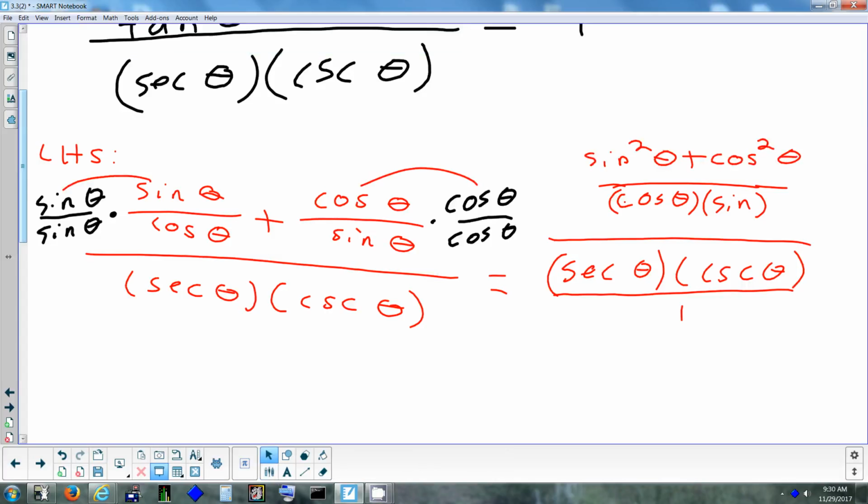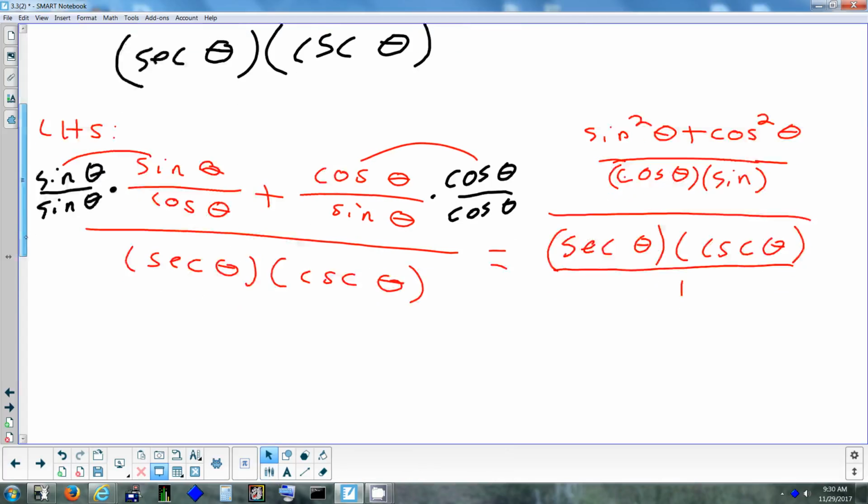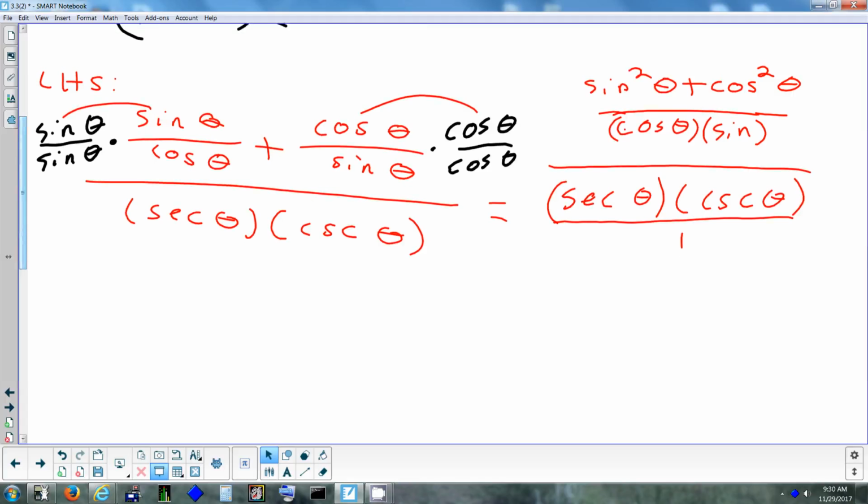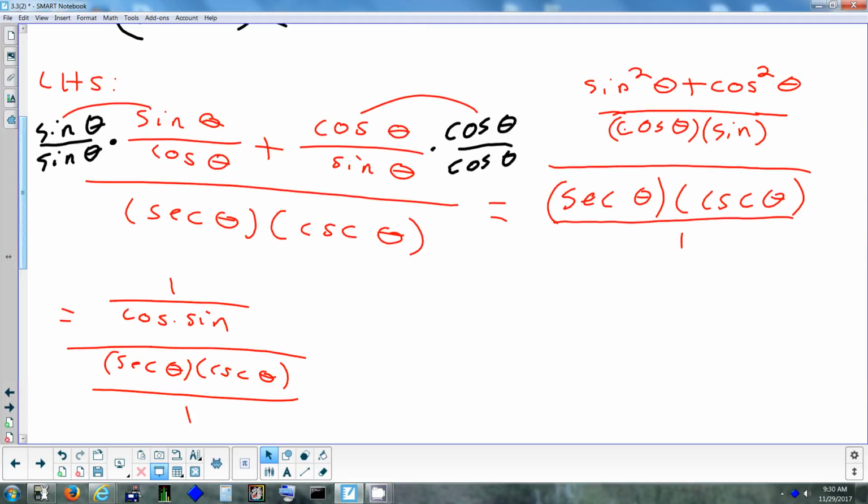Okay, so now we're going to be getting rid of all the addition and subtraction in the problem, and that's always good. So now all we're going to have left is multiplication and division. So we have 1 over cosine sine, over secant cosecant over 1. Technically, if I want to write this properly, I should put the thetas in. I wouldn't take off if you were doing the work and you didn't have them.